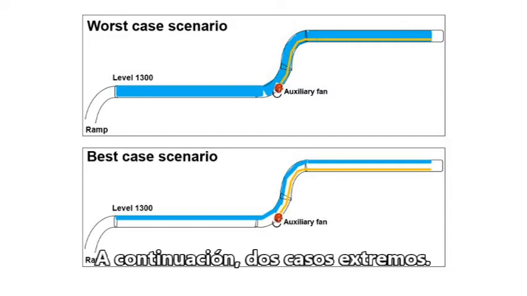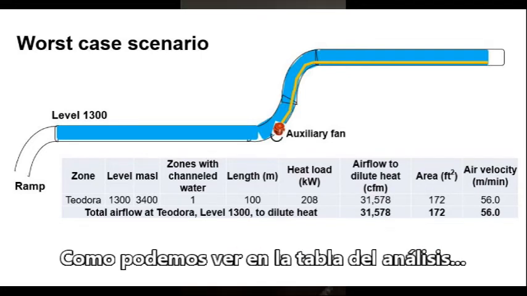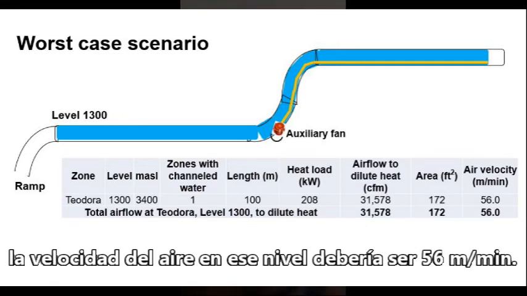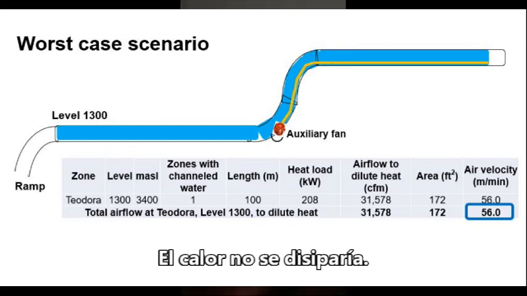Here are two extreme cases. The worst case is represented by the level in which the flow of hot water is not controlled. As we can see in the corresponding analysis table, the air velocity in that level should be 56 meters per minute. Again, applying only 30 meters per minute would have been counterproductive. Heat would not dissipate.